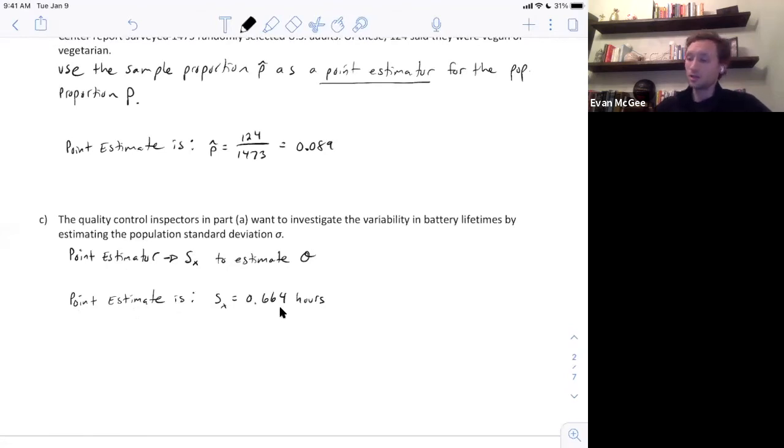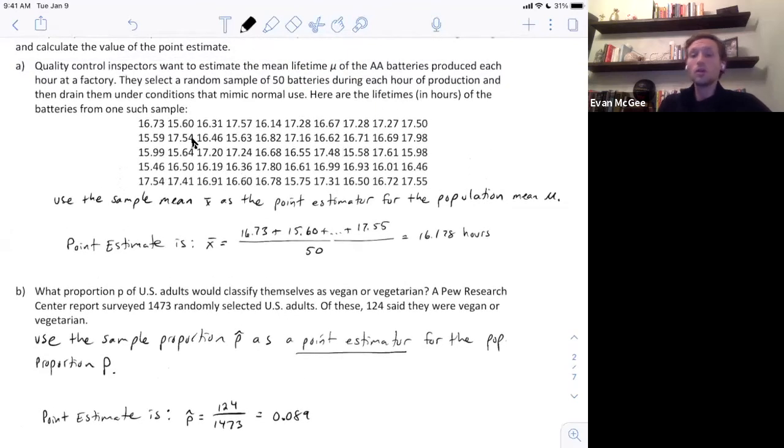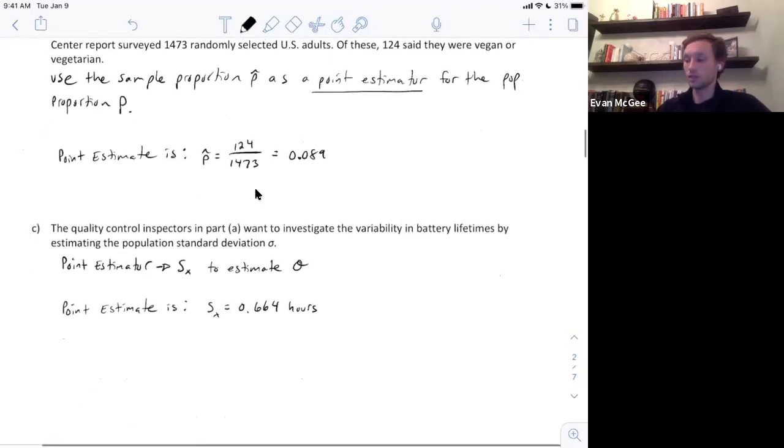So again, our sample was up here in the previous problem. You'd have to type these in list one and then do one variable statistics and it will tell you the sample standard deviation, or you can use the standard deviation formula if you'd like to.